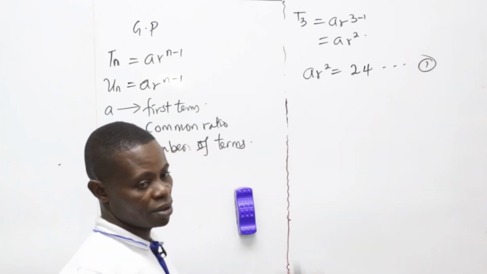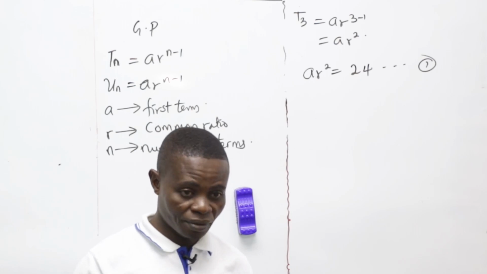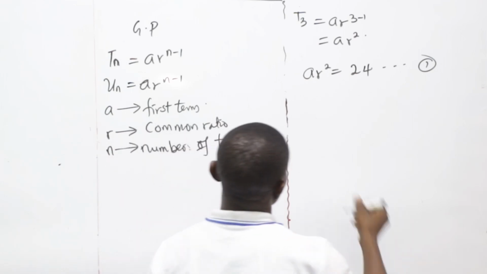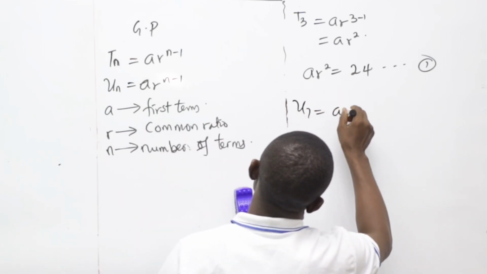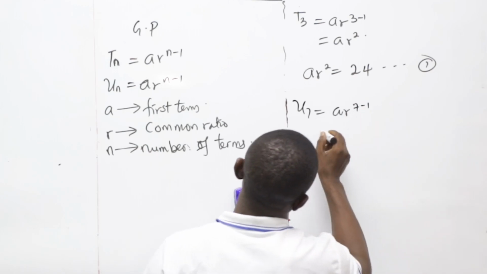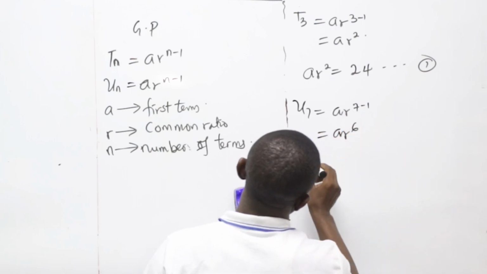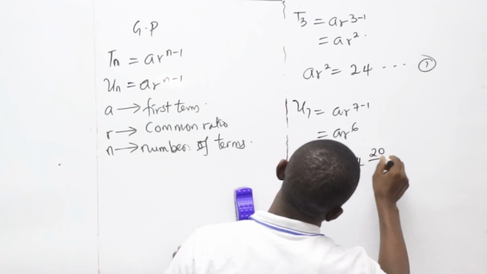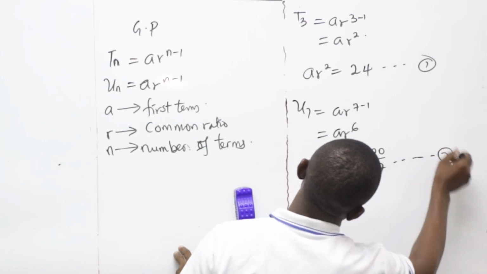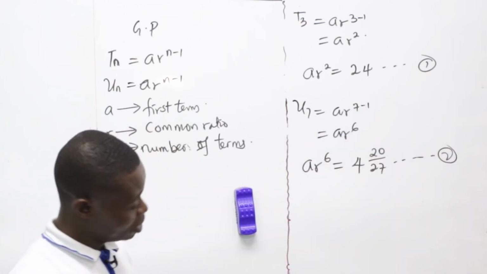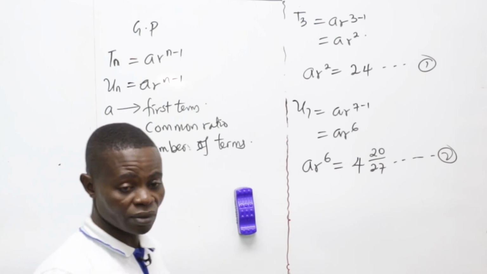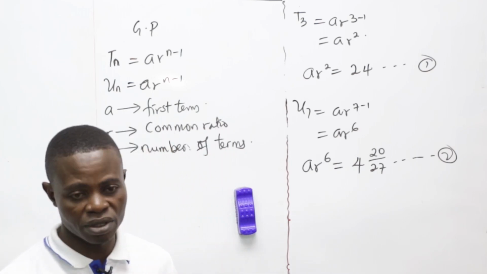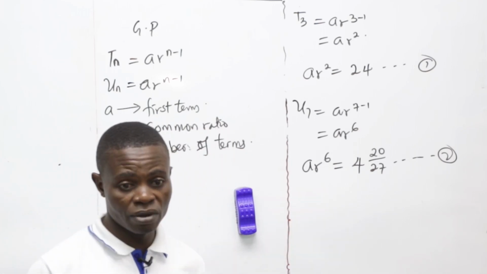Equation 1. Good. We'll have this first. The seventh term is 20 over 27. This T7 or U7 equals A R to the power 7 minus 1, to give us A R to the power 6. So that A R to the power 6 equals 20 over 27. Equation 2. You see how we generate what we do? That's why, to some of you thinking you cram maths, you don't do that. Just understand it. Know what you're doing. When you see a question, you will flow.